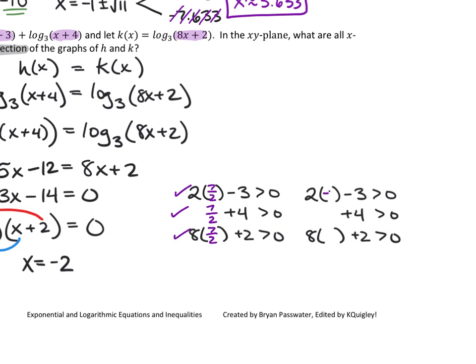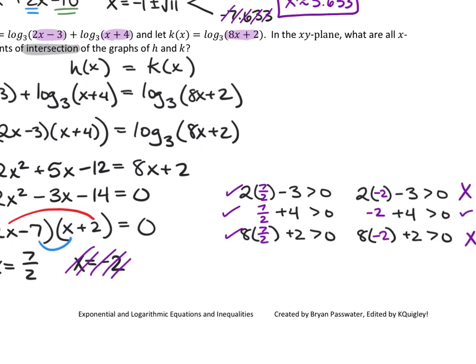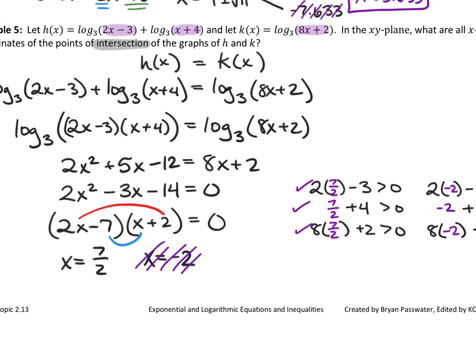When we plug in the second one, though, 2 times negative 2 is negative 4. Negative 4 minus 3, is that bigger than 0? No. We got an x here, so even though we get a check mark here, as long as there is one single x, which there actually is 2 x's here, you have to throw this one away. It is extraneous. So the only actual solution we have here is 7 over 2. Or 3.5 if you don't love fractions.